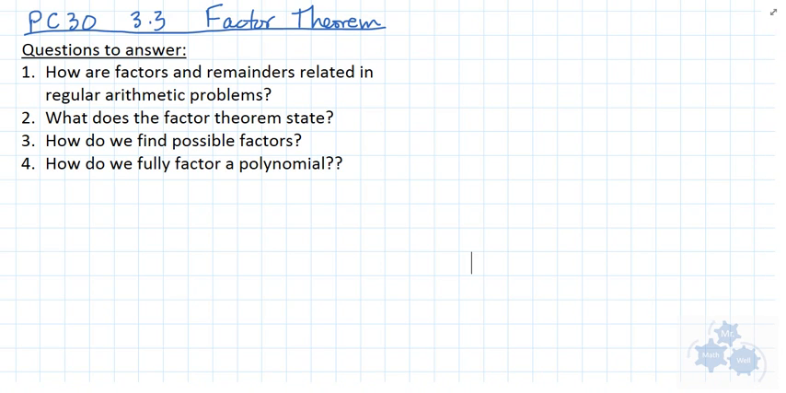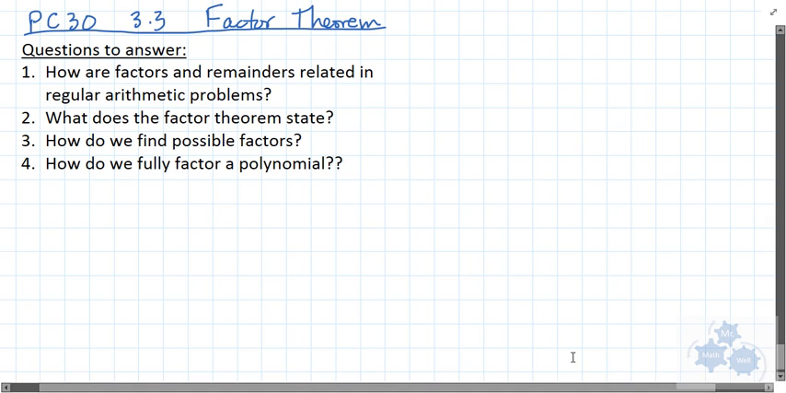All right, this lesson is Pre-Calculus 30, Section 3.3 in your McGraw-Hill Ryerson Pre-Calculus 12 textbook. It starts on page 126 if you're following that textbook. What we're going to talk about in this lesson is the factor theorem. No matter what textbook you're in or what class you're in, the factor theorem is going to be explained here.